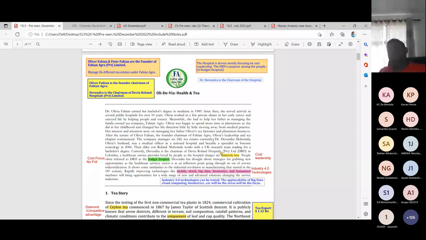Now, the case talks about three generations, right? The first generation who commenced the business is Oliver Paprian. Then the second generation, Olivia Paprian. Then the third generation also enters the business, that is Roland Mohottala, the third generation. So possibly within the unseen, there will be more information about Roland Mohottala, right? I feel that maybe different roles will change, with more information about Roland Mohottala.